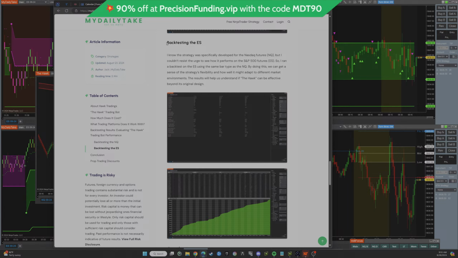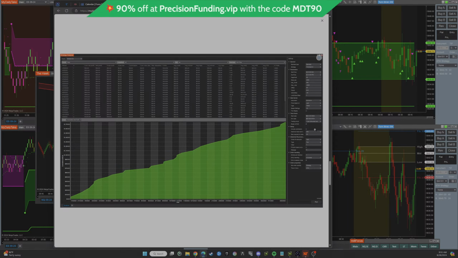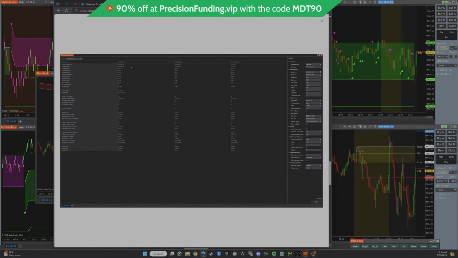And then it was originally created for the NQ, but I did a backtest on the ES just to see how it worked. And the 10T bar, which you see right here, the 10T bar is a pretty big bar on the ES, and this is what it looked like since January 1st of '23.